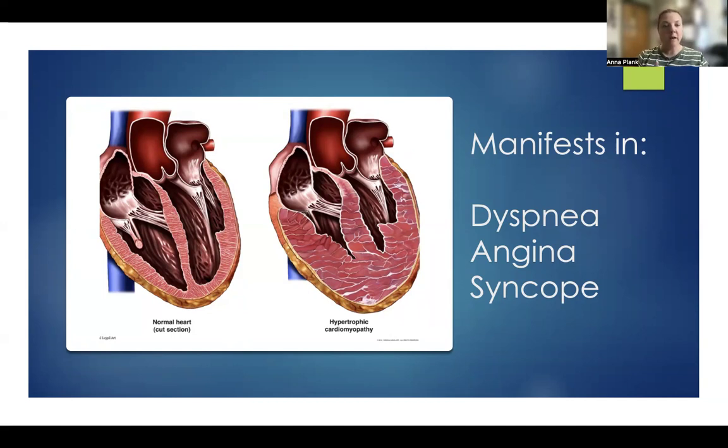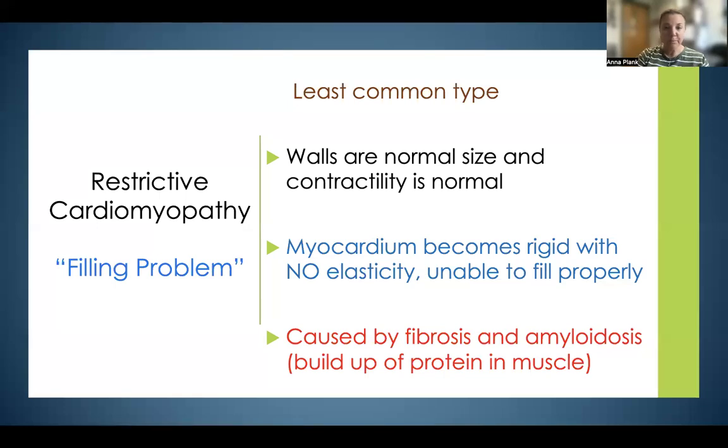And we see this. We see dyspnea. We see angina, right, which is that chest pain, and we see syncope, right, where we're not able to meet that demand of the body. So you can see where in an athlete, this would definitely cause a problem.